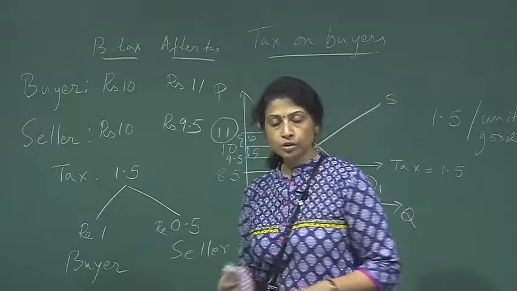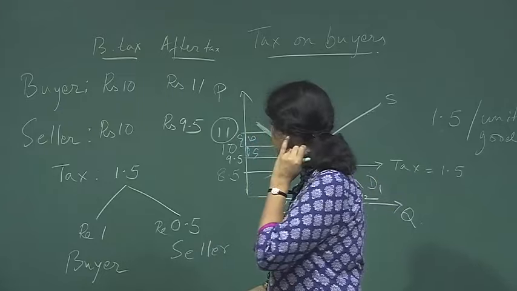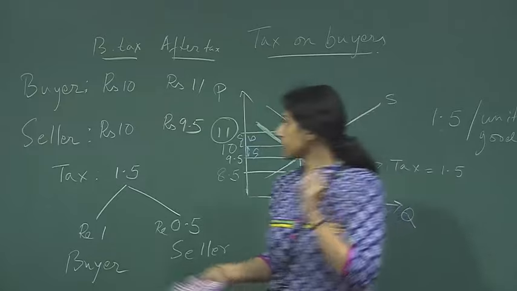Next, we are going to see what happens if the same tax of 1.5 per unit is imposed on the seller. Let us see what happens in that case.